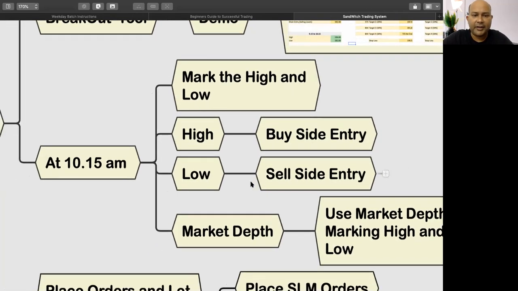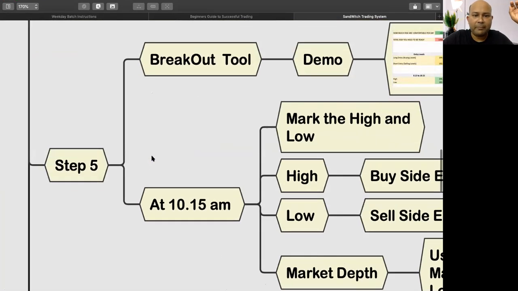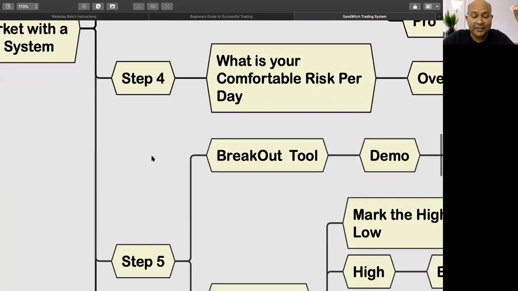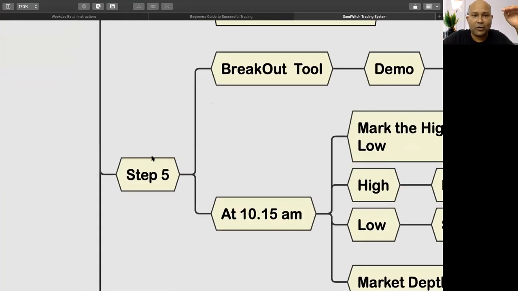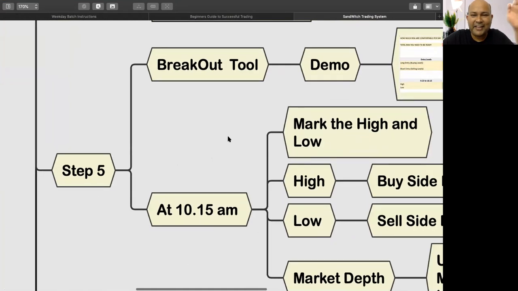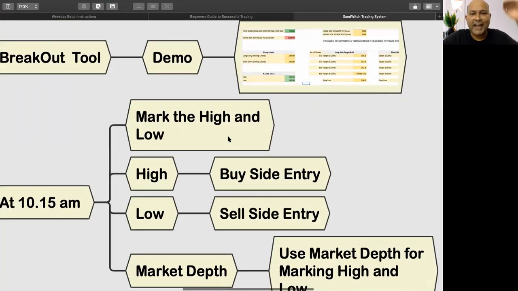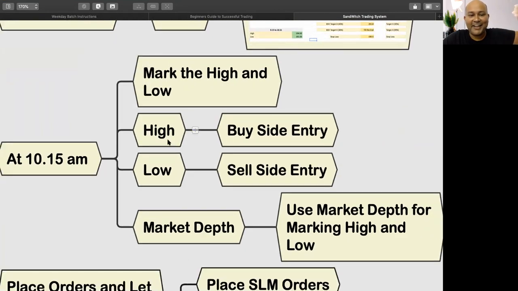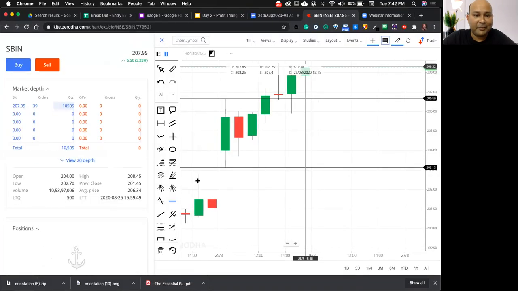So all of this is clear, right? What were the steps one more time? Step 4, we looked at the result, we looked at the risk. Step 5, we looked at the breakout tool, we looked at our stock. I'll give you the stocks in a while. And in step 5, we are looking at 10:15 exactly. We will look at the high and low that it is trading, and the high is going to be my buy side entry, the low is going to be my sell side entry, and I'll also update this in my tool.